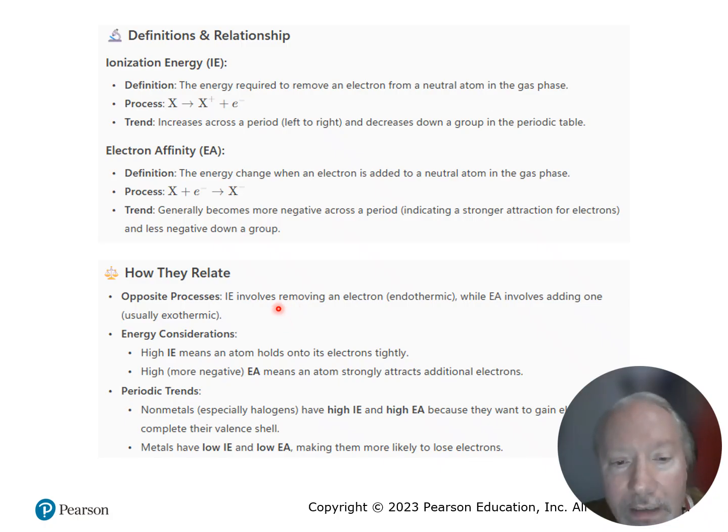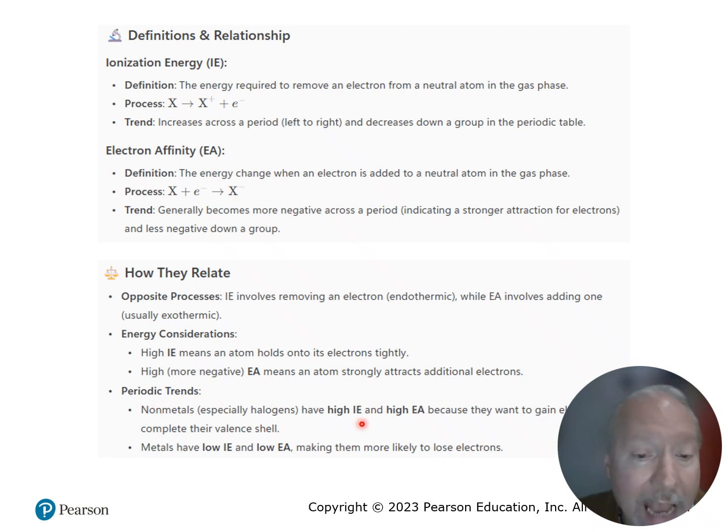Ionization energy involves removing an electron. It's endothermic. It costs something to pull that electron out of the orbit. It's a valence electron. Let's keep that in mind. Keep in mind valence versus core electrons. Now, electron affinity involves adding an electron, which is usually exothermic. So high ionization energy means an atom holds onto its electron quite tightly, and the more negative electron affinity means that atom strongly attracts additional electrons and also holds onto its electrons very tightly.